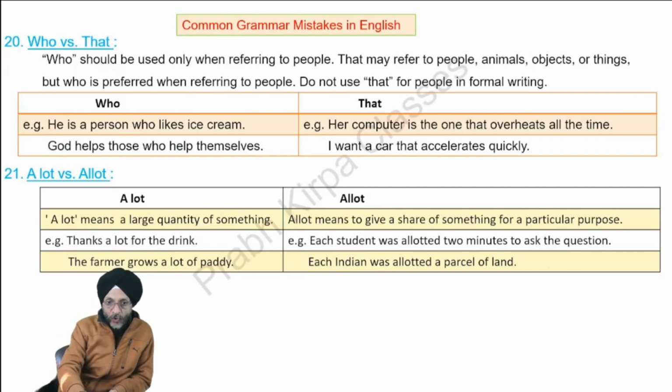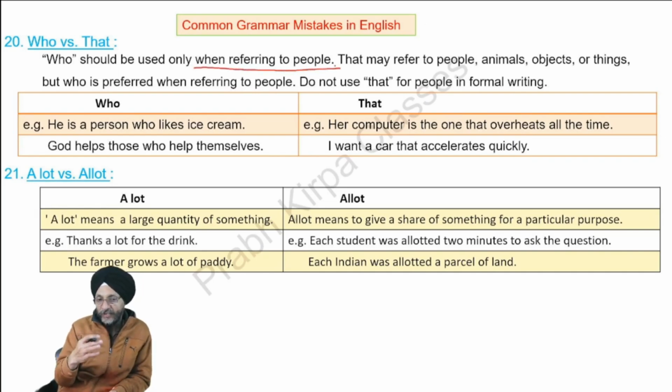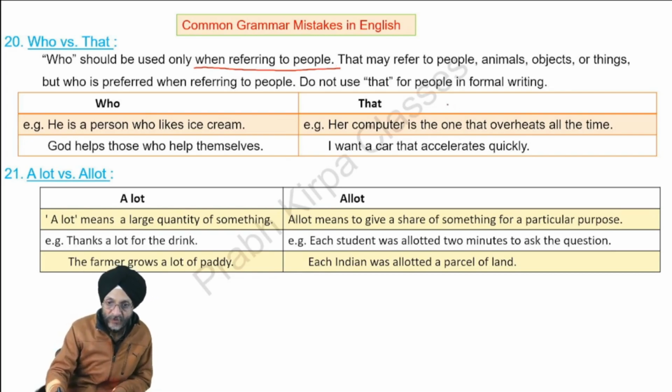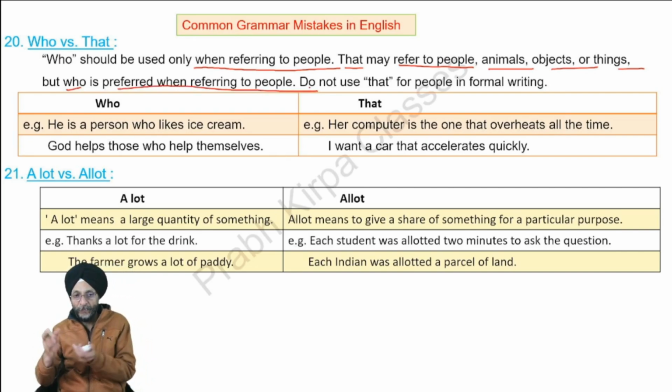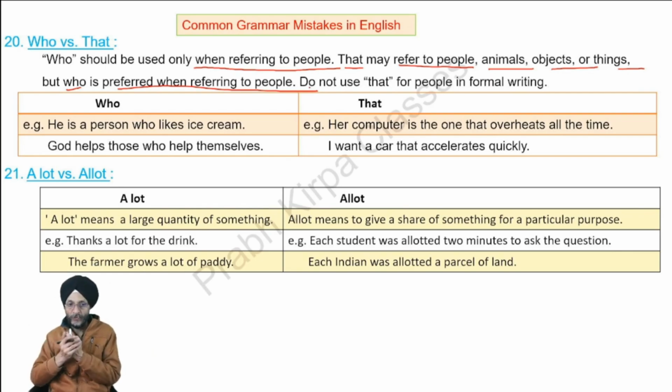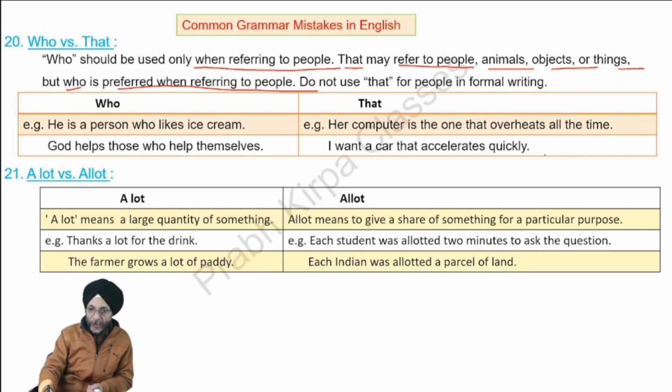Who versus that? Who should be used when we are referring to people, when we are talking about people. That may refer to people, animals, objects, or things. But the word who is preferred when referring to people. That is, when we are talking about people, we should use the word who, preferably. Do not use that for people in formal writing. Formal means business communication or writing purposes.